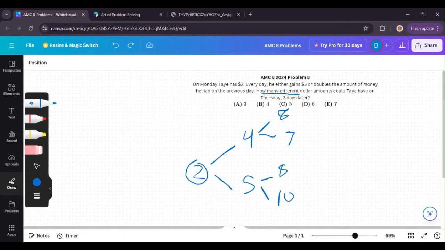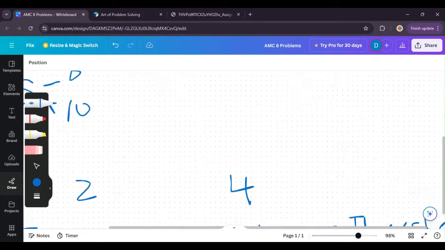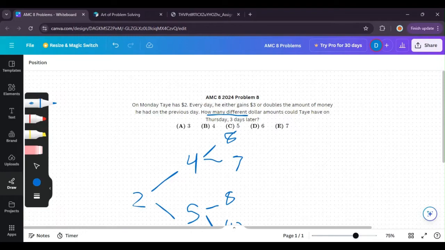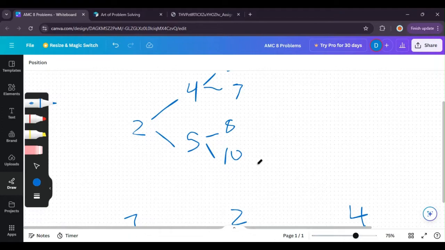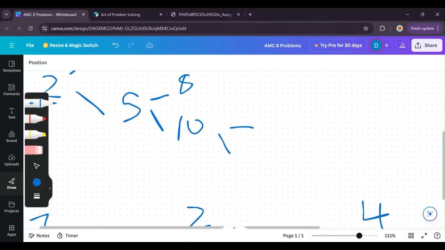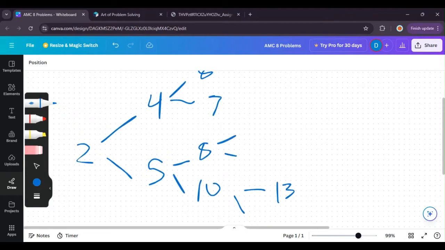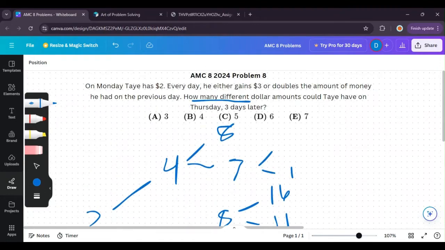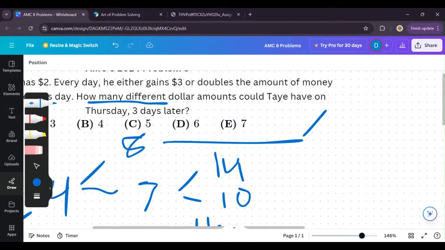Okay, so now we're gonna move on to Thursday. So he can either double his money or gain $3, double his money or gain $3, double his money or gain $3, and I'm just gonna write here, double his money or gain $3.